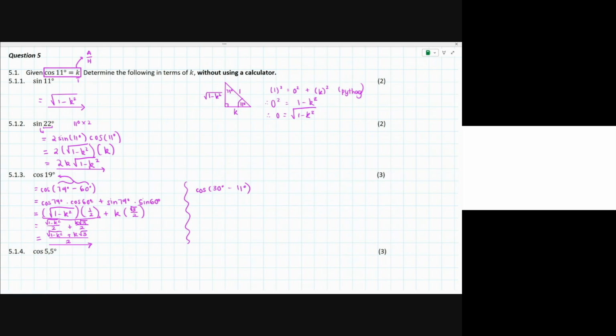Cool. And then guys, once you do have your compound angle, obviously you just expand it so that you can get each of those ratios that we spoke about.